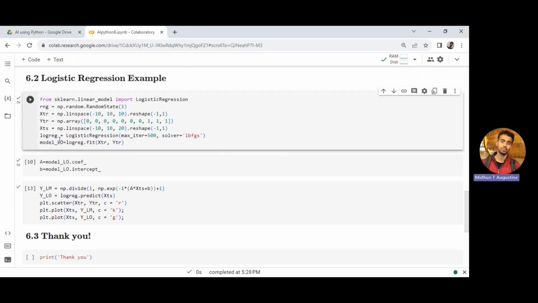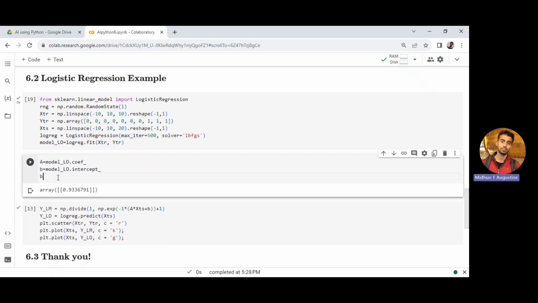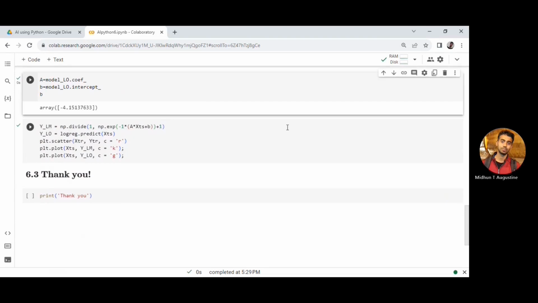When we run this part, the model will be trained, and we can find a and b, the free parameters in the model, using the model name dot coef and model name dot intercept commands, which give a as 0.93 and b as minus 4.15. Now, using these values of a and b, we can construct a logistic function and predict the value of the output using this logistic function. This value we denote as y_lm, which will be equal to 1 by 1 plus e raised to minus (ax plus b), where we use the testing data in place of x.